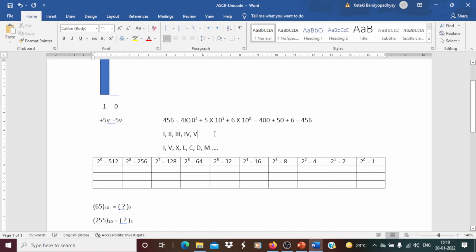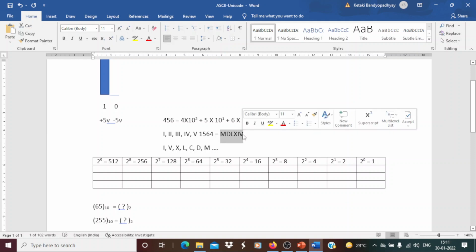For example, if you want to write 1564 in Roman numerals, which is the birth year of William Shakespeare, we have to write M for 1000, D for 500, then L for 50, and then remaining is 40. So XL for 40. So in this way, we can represent a number in Roman, which is a non-positional numbering system.